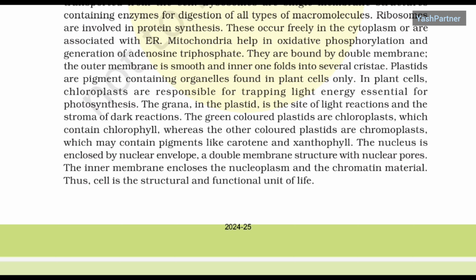Plastids are pigment-containing organelles found in plant cells only. In plant cells, chloroplasts are responsible for trapping light energy essential for photosynthesis. The grana in the plastid is the site of light reactions and the stroma of dark reactions. The green colored plastids are chloroplasts which contain chlorophyll, whereas the other colored plastids are chromoplasts which may contain pigments like carotene and xanthophyll. The nucleus is enclosed by nuclear envelope, a double membrane structure with nuclear pores. The inner membrane encloses the nucleoplasm and the chromatin material. Thus, cell is the structural and functional unit of life.